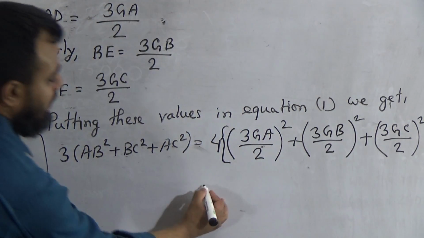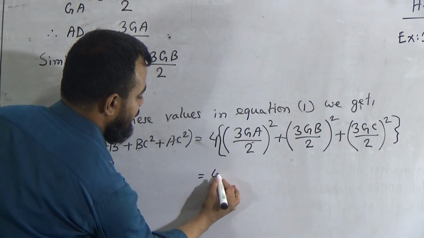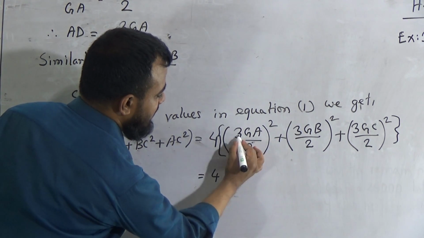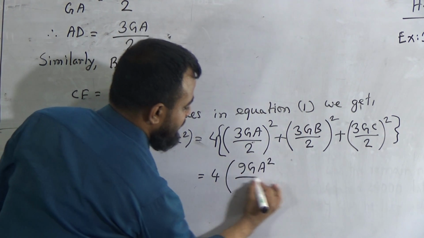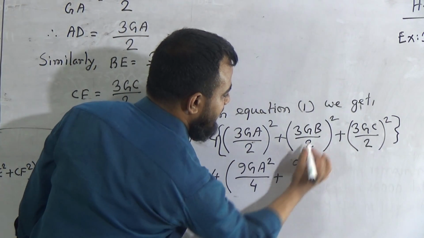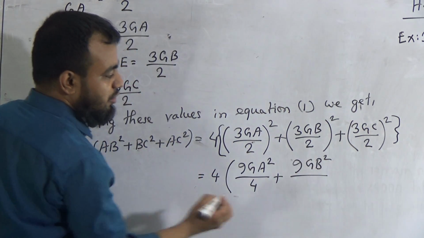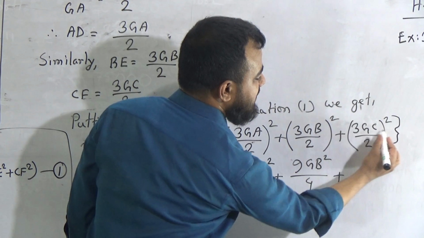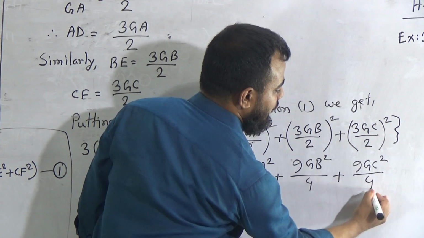Now, dear students, on the right side we put the value of the squares here. It's 4 multiplied with these 3 values. We get 3 square means 9, GA square, and 2 square means 4. Plus, 3 square again, 9 GB square, with 4 as our denominator because 2 square means 4. And plus again 3GC square: 3 square means 9, GC square, divided by 2 square means 4.